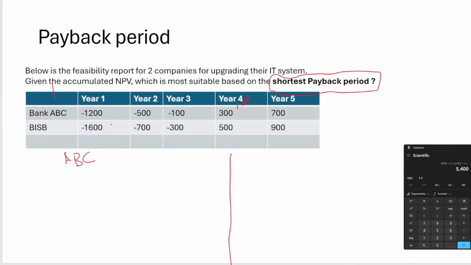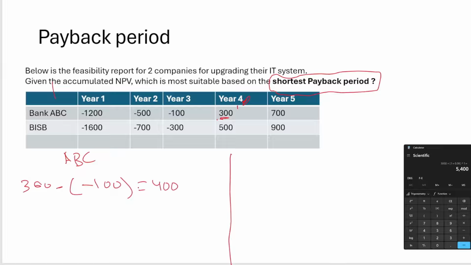Now how to calculate it, please pay attention. First we need to know which year it turns positive, and then we take the year before that and that year. So year 4 is the year it turns positive, and we take the year before it, which is year 3. The first thing we need to do is take the year in which it turns positive, 300, and calculate the change. So we'll do 300 minus, this is the amount, minus 100. This will give us 400.